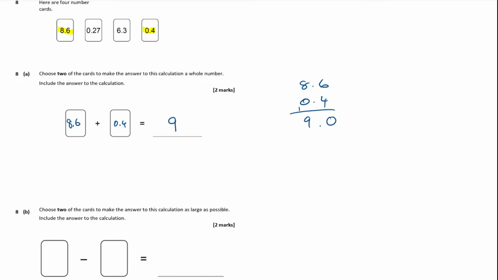Or maybe I should just show it as 9, because it's a whole number. So it's 9. And then the second part says choose 2 of the cards to make the answer to this calculation as large as possible. Include the answer to your calculation.